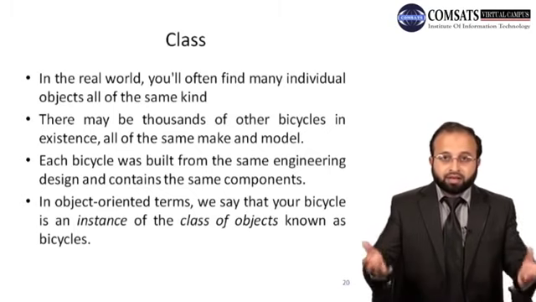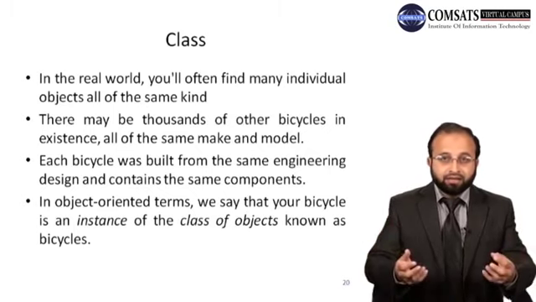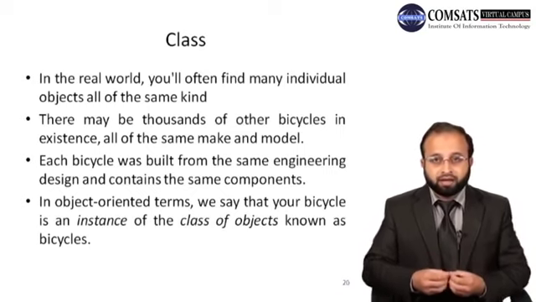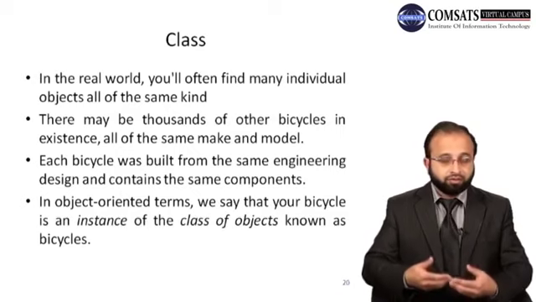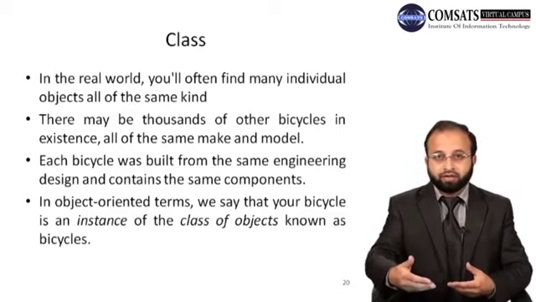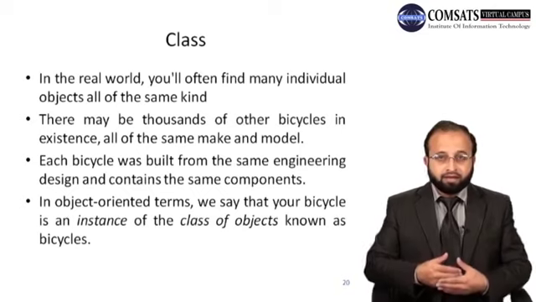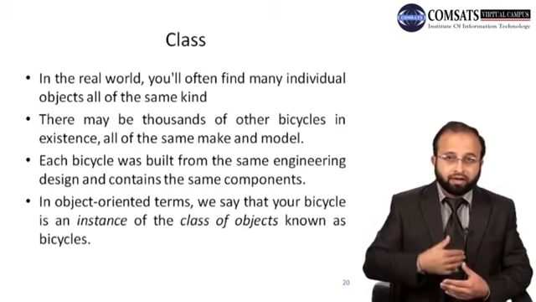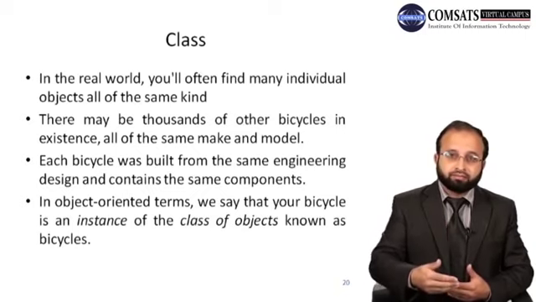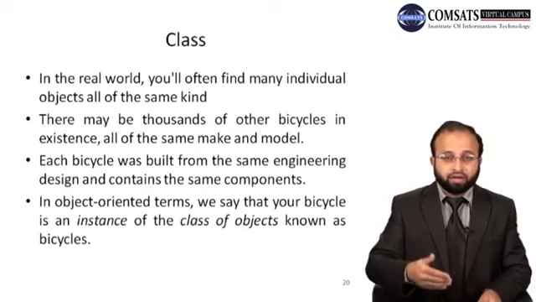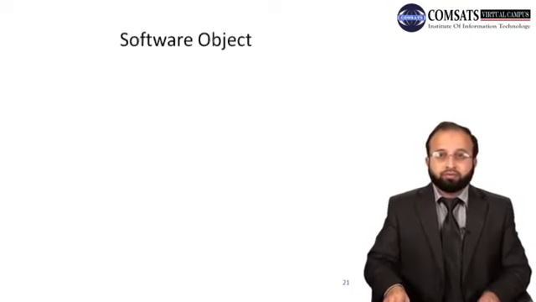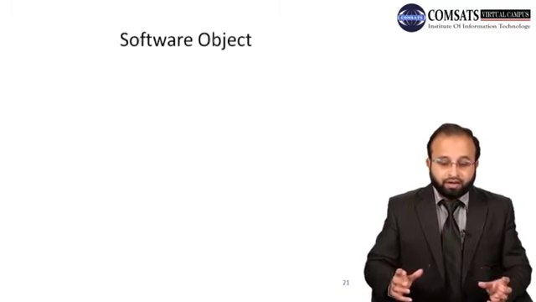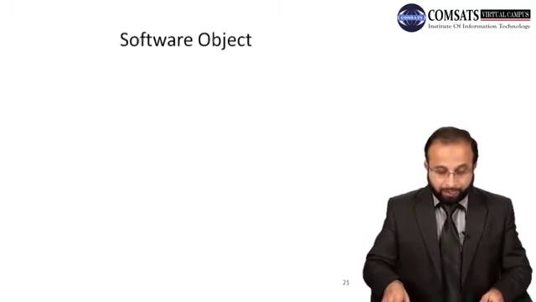So there is a class car that basically gives the engineering drawing of how to build a car, right? And that is on paper or on the computer. When you build a car, like my car is built using that engineering design, my car is an object of the car class. Your car is also an object of the car class. Now let's see what a software object is, and how we can formulate a real world object into a software object.